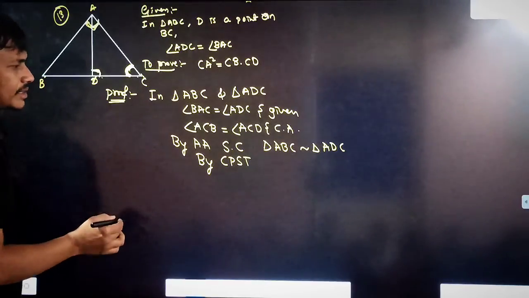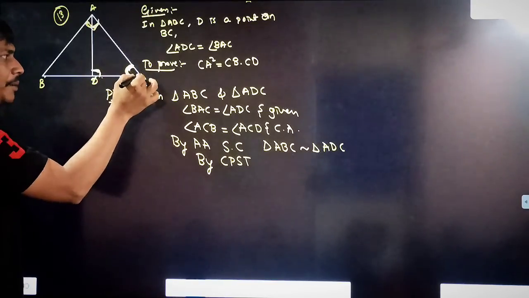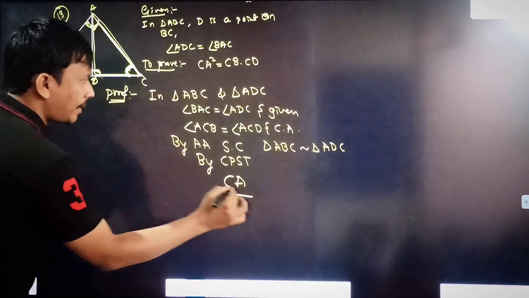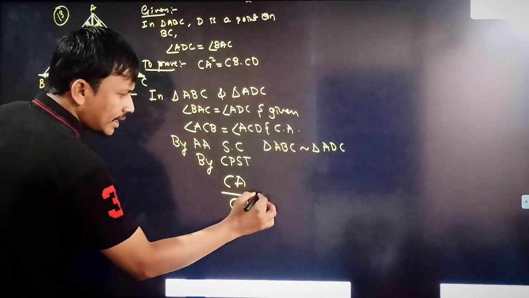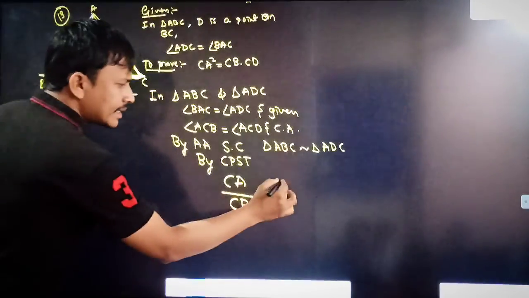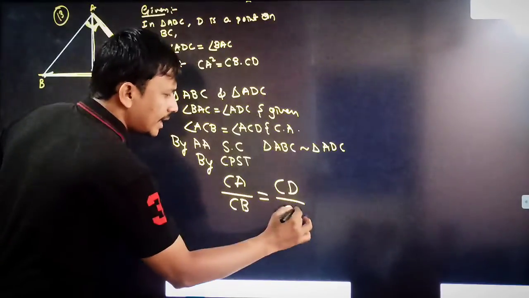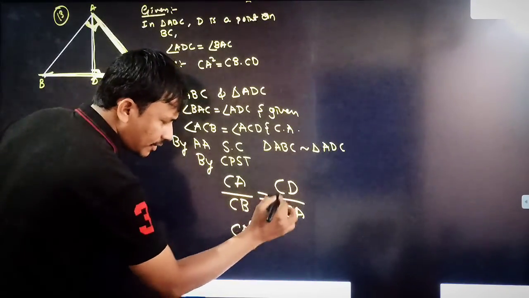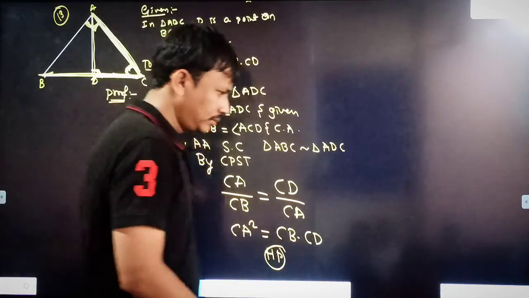By CPST we can write CA divided by CB, which is the hypotenuse of the smaller triangle divided by the hypotenuse of the bigger triangle. CA divided by CB is equal to the base of the smaller triangle CD divided by the base of the bigger triangle, that is CA. CD divided by CA. Cross multiplying, CA into CA is CA square, equal to CB into CD. Hence, right.